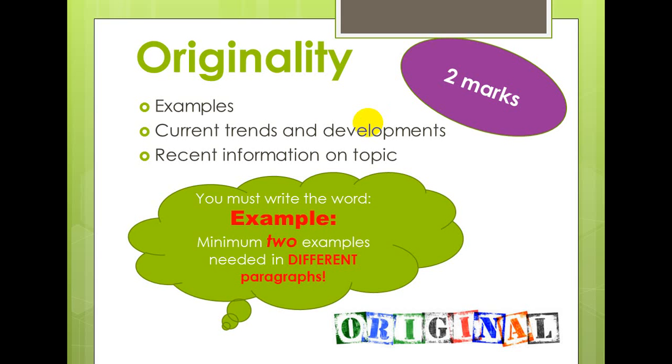So if it was about the economic climate and how things are going, you could say, in our 2017 national budget, we have just been informed that the highest amount that one would have to pay as income tax is 45%. However, to ensure that the originality stands out and that the marker is able to see it clearly, the word example must be written out. The next thing you need to be aware of is that you cannot use 2 examples in the same paragraph. They have to be on totally different topics and in different paragraphs. And we're looking for a minimum of 2 examples. And that gives you your 2 marks.